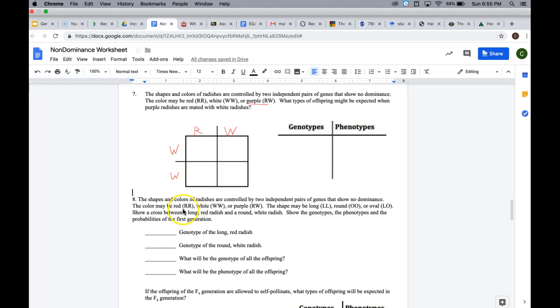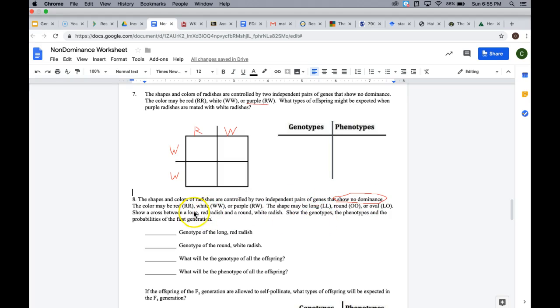Then this says the shapes, colors of radishes are controlled by two independent pairs of genes. It says that above. We already read this. The shape may be long, round, or oval. So look, now we have two pairs of genes that both show non-dominance, okay? So show a cross between a long red and round, a long red radish.